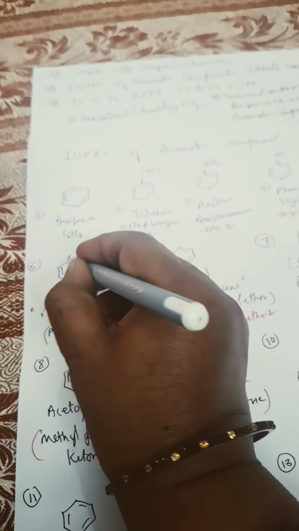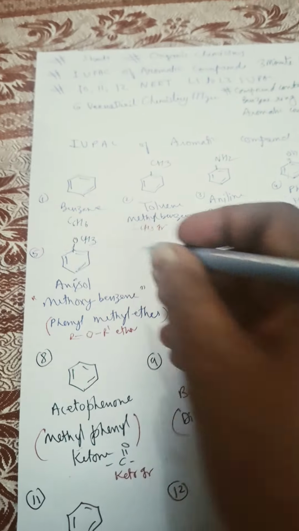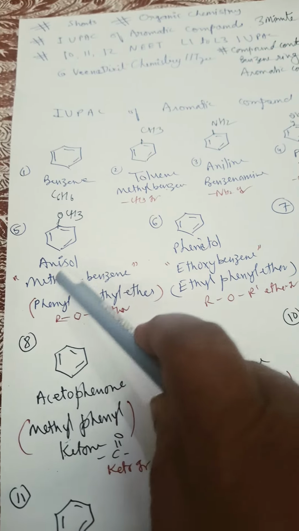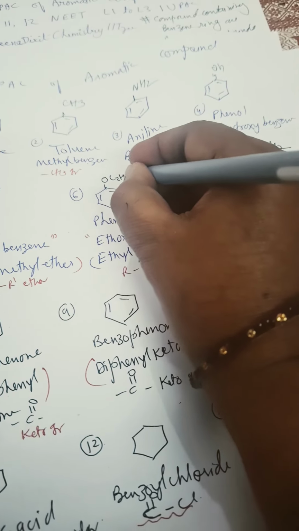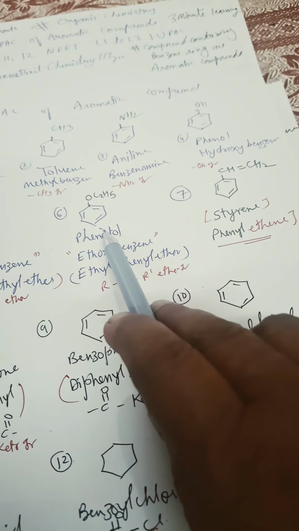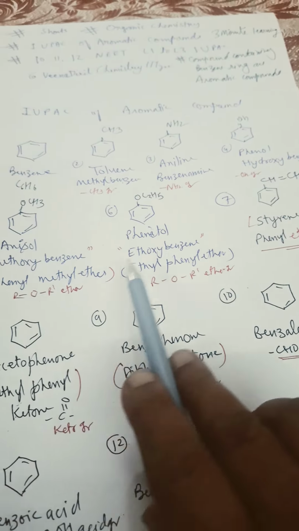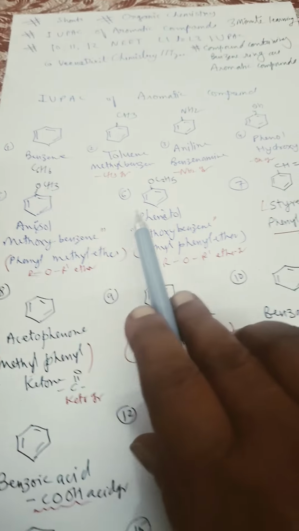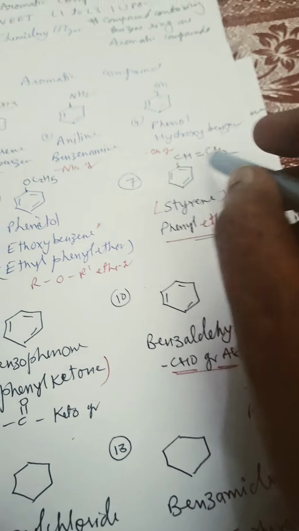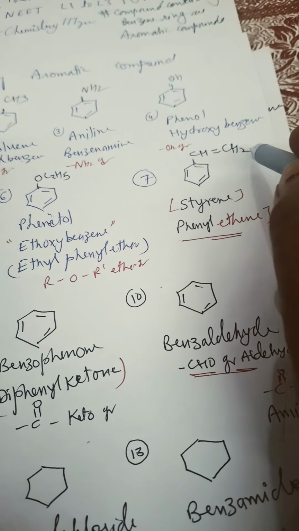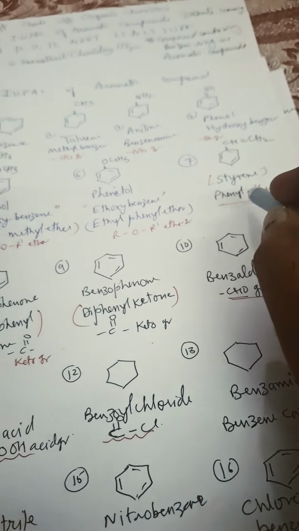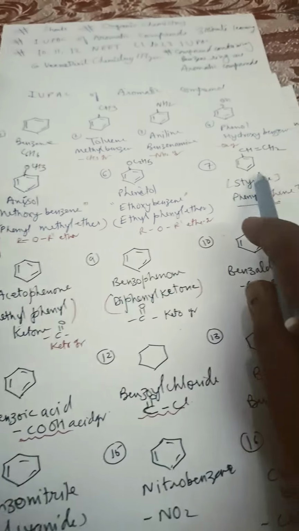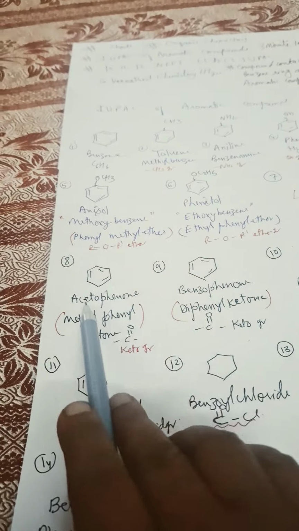When an OCH3 group is introduced here, this becomes an ether and this is called anisole. When OC2H5 is added to it, we call it phenetole. This is also an ether, ROR grouping is there. So both of them are ethers, anisole and phenetole. Now when CH double bond CH2 is linked with it, this is called styrene, and phenylethene is the IUPAC naming. Styrene is the common name. And here this is acetophenone.